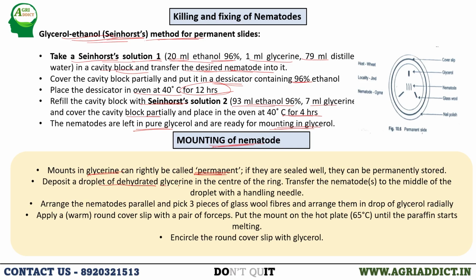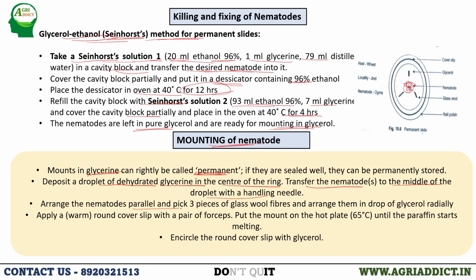Deposit a droplet of dehydrated glycerin in the center of the ring. You can see in the figure that the drop of dehydrated glycerin is placed, and over it the nematodes have to be placed. Transfer the nematodes to the middle of the droplet with a handling needle. By using a needle, you place the nematodes equally; if we choose 3 nematodes, the heads will be at one side and the bases at the other side. Like this, the nematodes have to be placed.